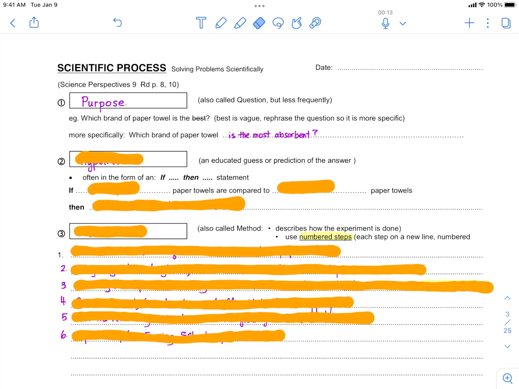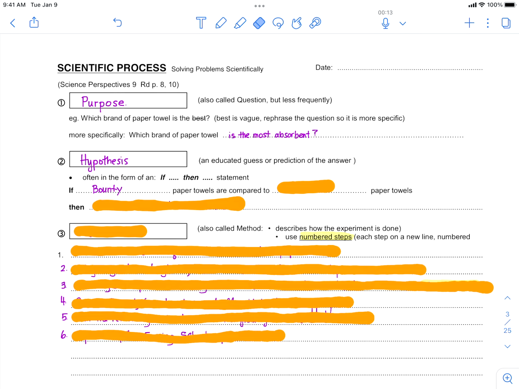The second part of the scientific process is a hypothesis. This is an educated guess or a prediction of the answer. And we're going to use an if-then statement to form our hypothesis. It's a really simple construction, and it helps us to make a sentence that will be really helpful so that we can compare very accurately.